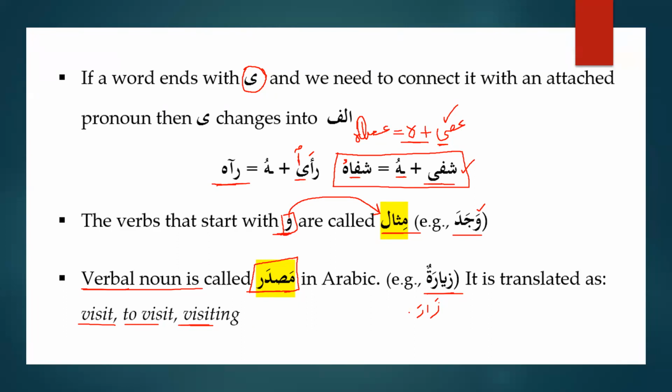The only thing I want you to know is the terminology that we are getting introduced to. Please don't bother about anything else, like what mithal is and what masdar is. Just you need to know that these are the things that exist in the Arabic language, and inshallah we will discuss everything in detail in book number 2.